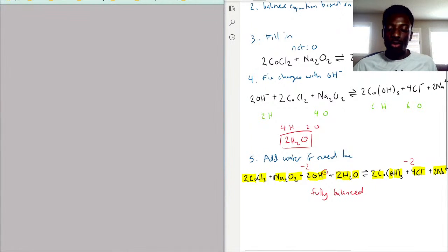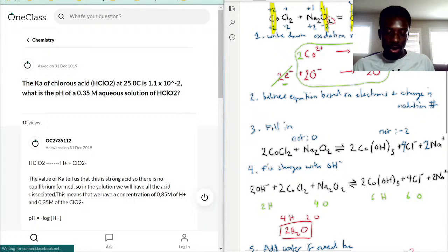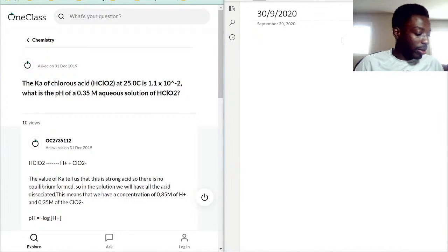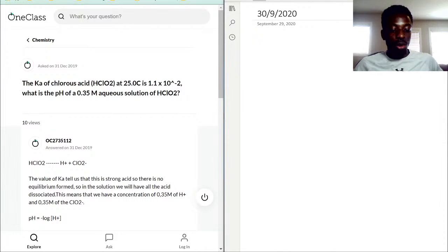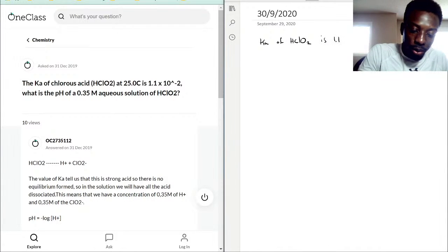Okay, so that's what we have there for question 2, and now let's move on to question 3 for today at least. The third question is talking about the Ka of chlorous acid. So that's HClO2. Let's make this all black for now so we can keep track. So the Ka of HClO2, that's chlorous acid, is 1.1 times 10 to the negative 2.